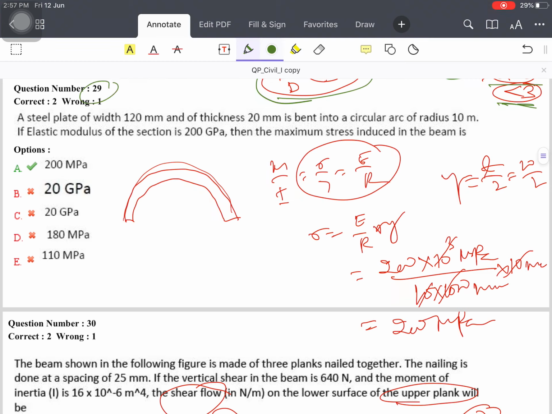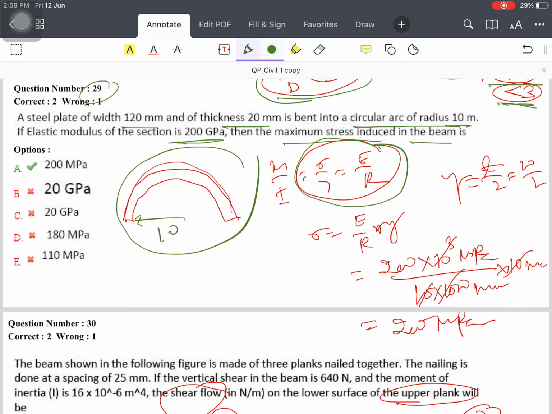Question number 29. A steel plate of width 120 mm and thickness 20 mm is bent into a circular arc of radius 10 meter. This is the circular arc and radius is 10 meter. If elastic modulus is 200 gigapascal, then the maximum stress induced in the beam is... Maximum stress sigma, we will use this formula, sigma by y equals E by R. y equals t by 2, that is 20 by 2. You have the value E and we have the value of R. We find out y. So putting all the values, we will find 200 megapascal.